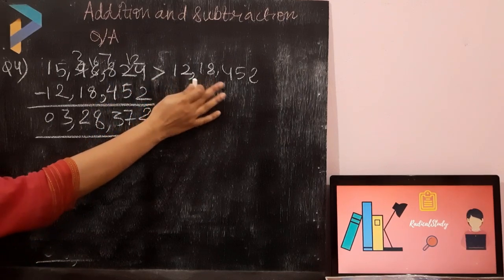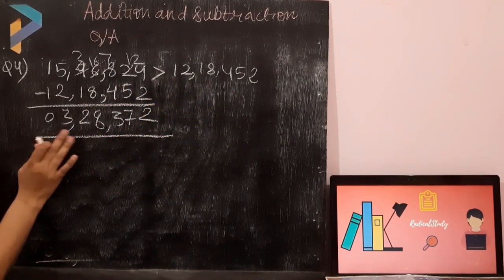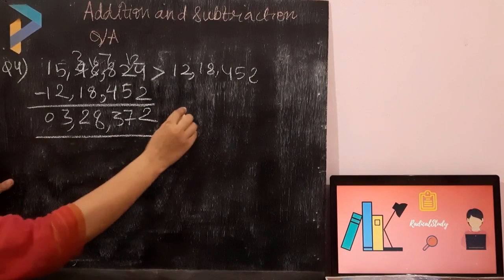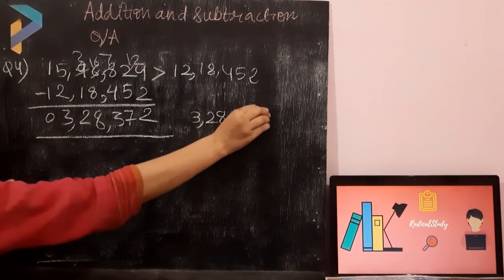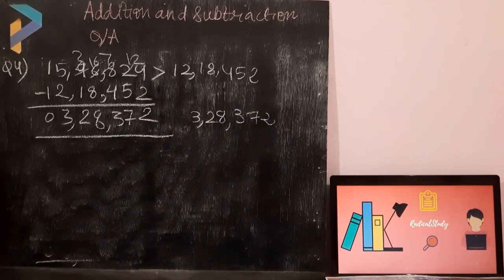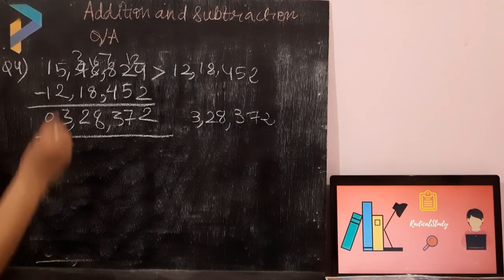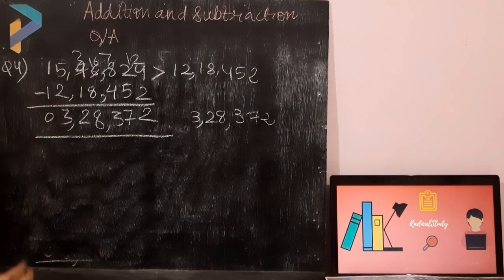That is, 15,46,824 is this much bigger than 12,18,452. So the answer will be 3,28,372. This much is the difference between the numbers. The number was 15,46,000, not 16.